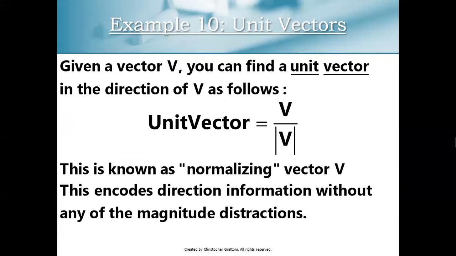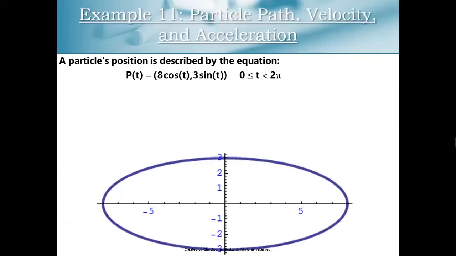Just a little summary here. You already saw this information on the previous slide, but if you ever need a unit vector, take your vector v, divide it by its own magnitude, and that should give you a unit vector. And sometimes you'll hear that called normalizing that vector. It's a way of taking your vector and stripping out its magnitude information and just leaving behind direction information.